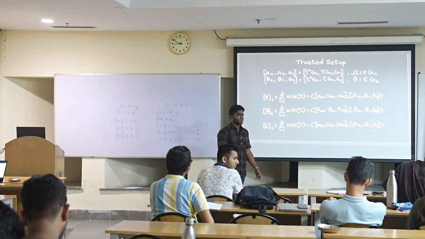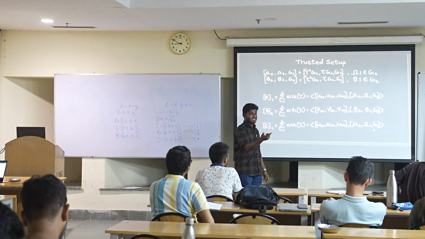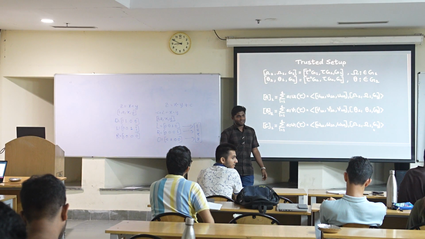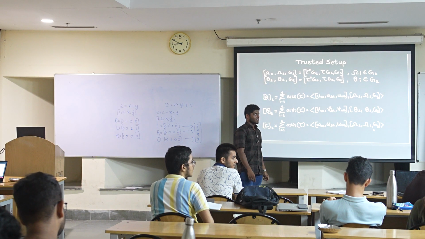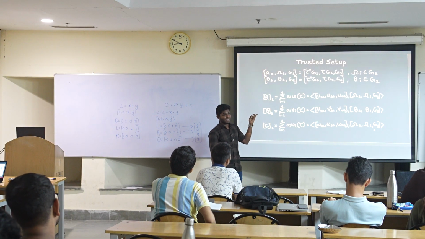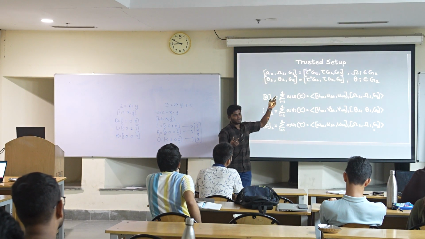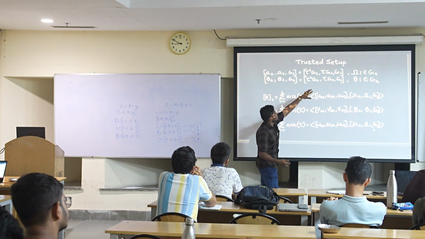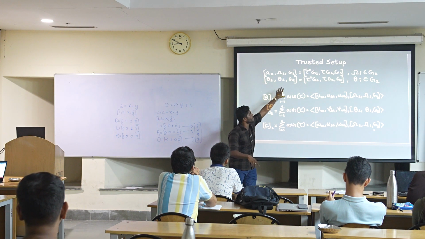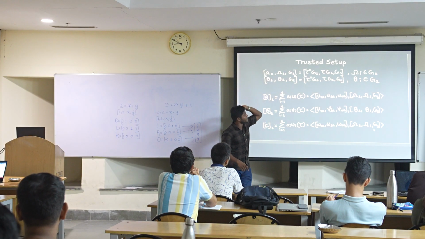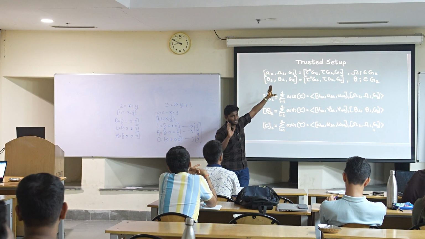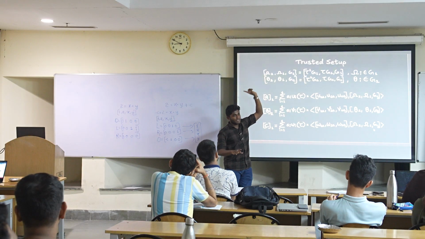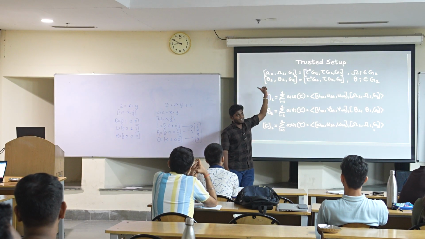जीवन है तो मतलब मैट्रिक्स है ना? नहीं, जीवन मैट्रिक्स नहीं है, G1 और G2 पॉइंट हैं। वेक्टर में पॉइंट नहीं है। सी व्हाट आई टोल्ड, द ट्रस्टेड सेटअप इज रैंडमली जनरेटिंग अ टाउ वैल्यू, and it's multiplying the scalar with the generator point.